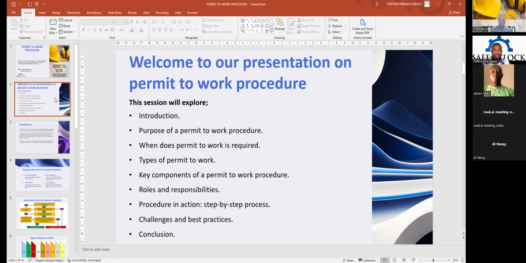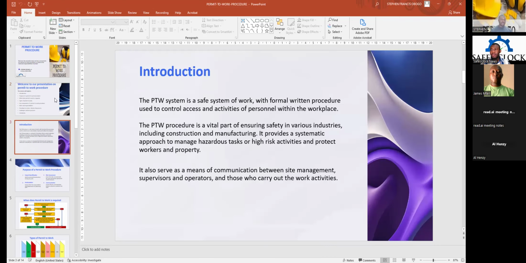Then we'll also look at a brief picture about the types of permit to work, the key components of permit to work procedure. We'll also look at roles and responsibility. We'll look at procedure in action, that's a step-by-step process. Then we'll look at the challenges and best practice. Then the last slide will just be on a conclusion.